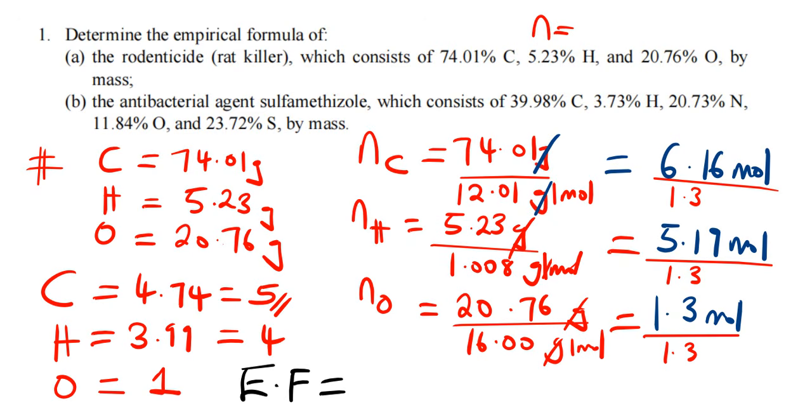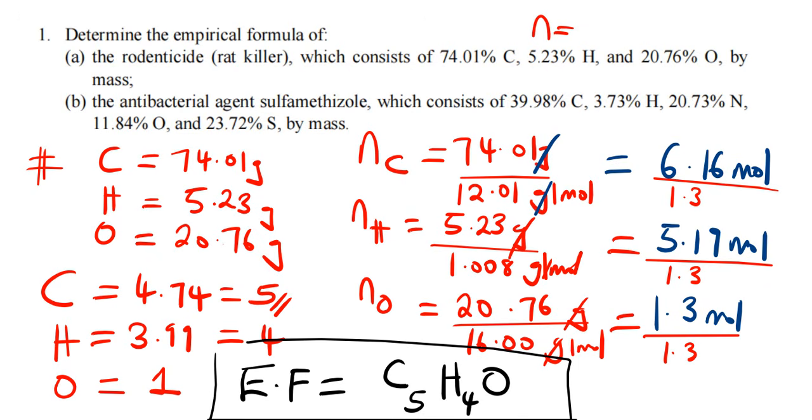We've got carbon, hydrogen and oxygen, and we put in the coefficients we've just found. For carbon we found 5, for hydrogen it was 4, and for oxygen it was 1, which I'm not going to write. So basically this is the empirical formula of the first compound, the rodenticide. So basically that, let's go to B.